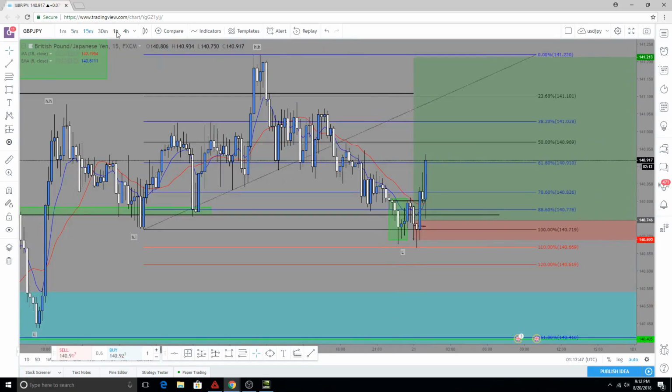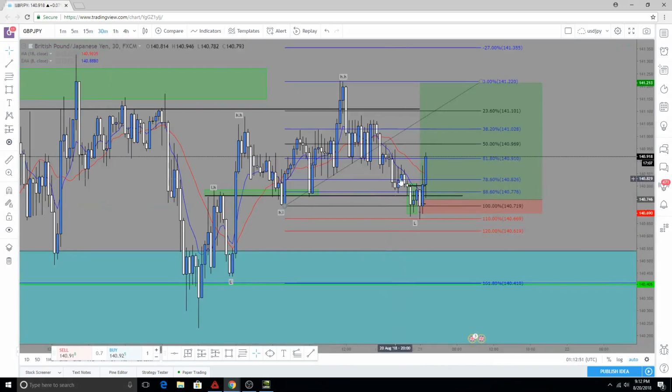As you can see, the market is pretty much breaking structure on every single time frame now. M30 as well. If this candle closes above this small lower high point, that'll be breaking structure on M30 as well.